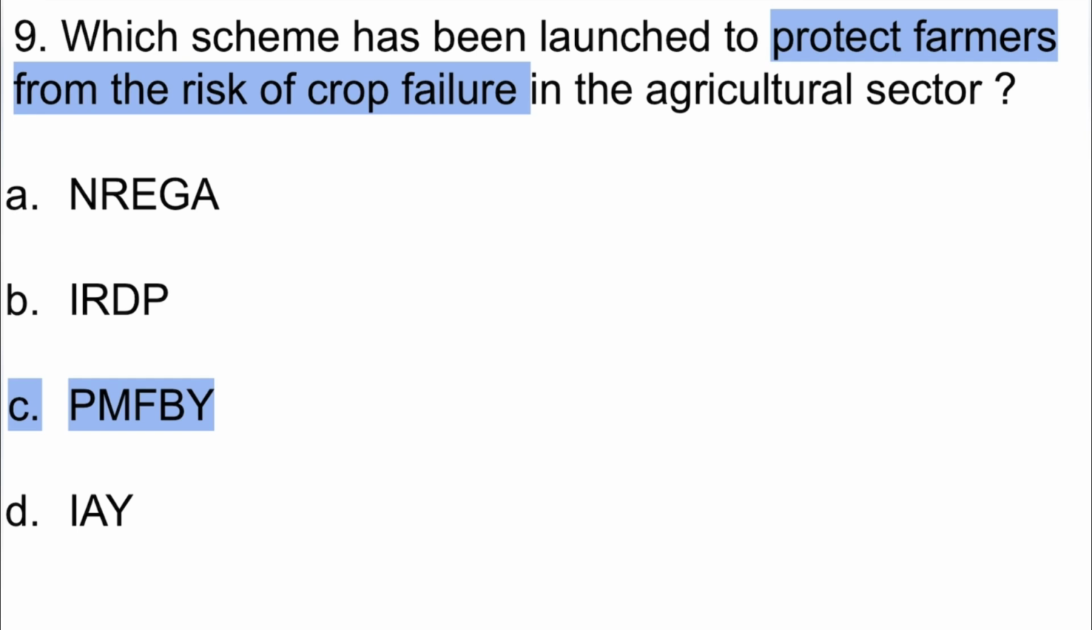Number 9. Which scheme has been launched to protect farmers from the risk of crop failure in the agriculture sector? Regarding crop failure, risk of crop failure, that is Pradhan Mantri Fasal Bima Yojana. Option C is the correct one.